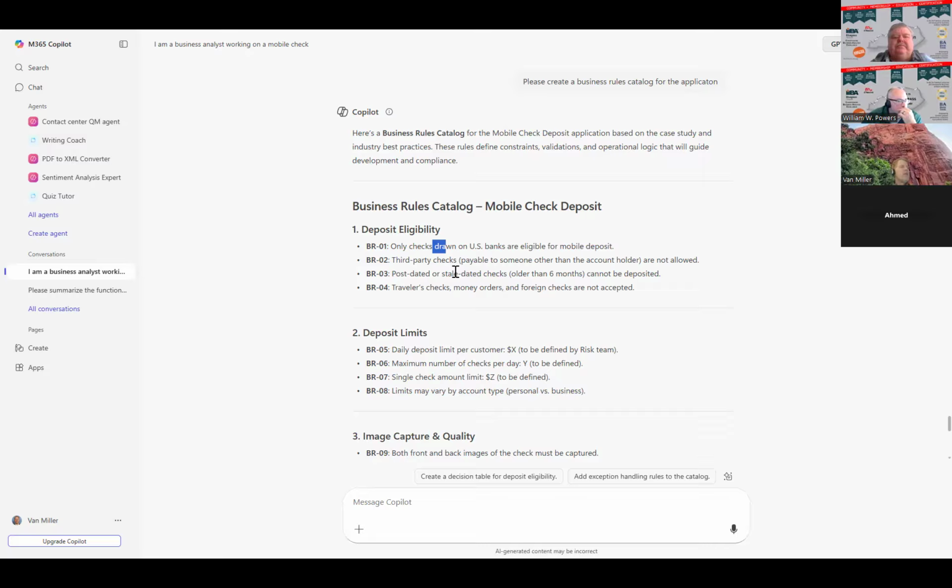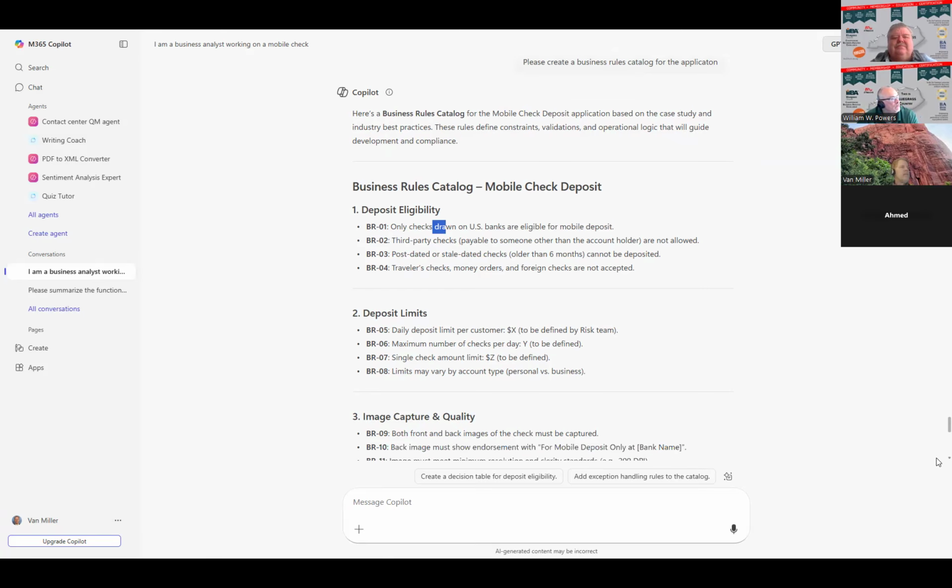Post-dated checks, stale-dated checks older than 6 months cannot be deposited. I think it might have made that one up on its own. I don't remember that one being in there, but that might be a guideline in general based on industry best practices. Traveler's checks, money orders, and foreign checks are not accepted. Okay.